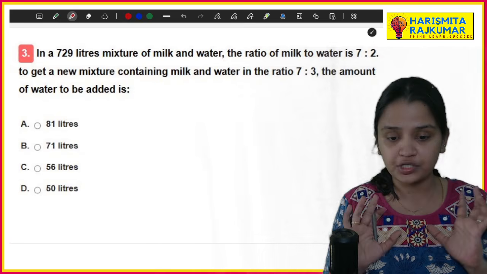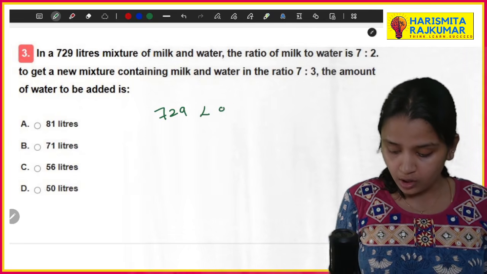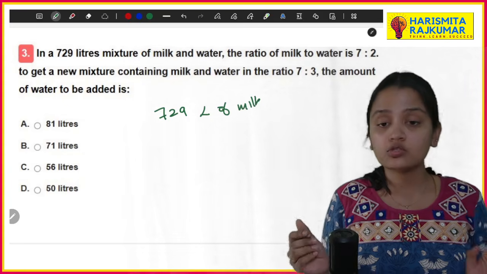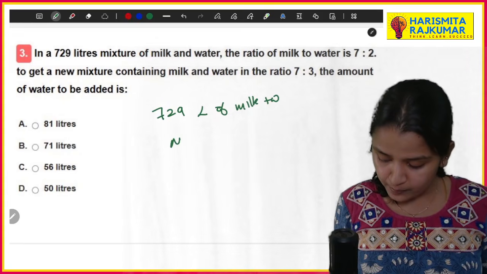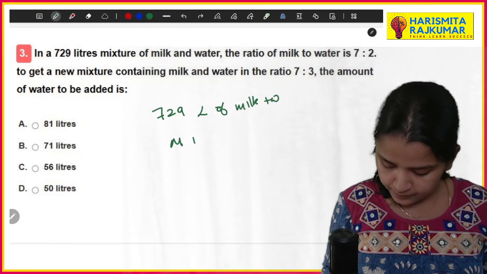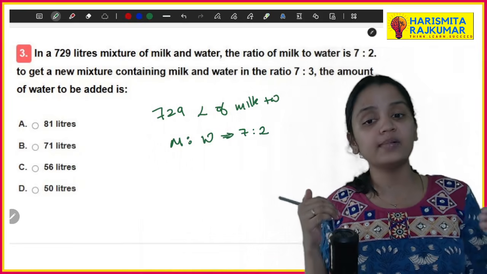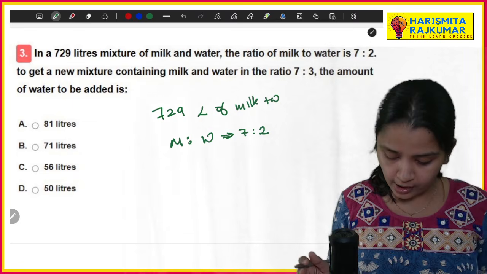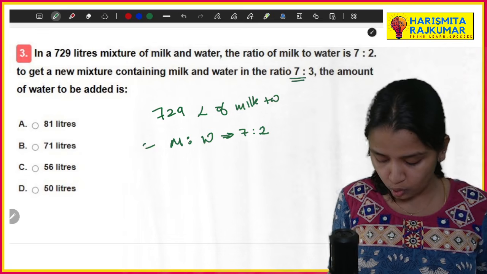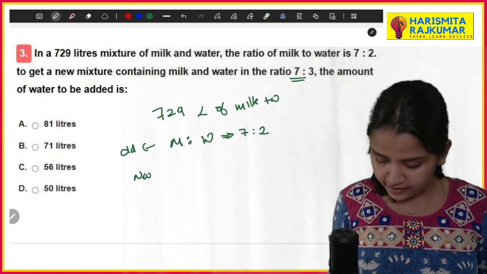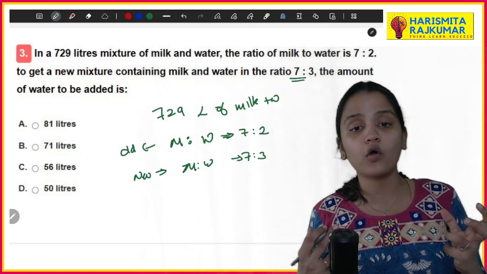In this question, you have in total 729 liters of milk and water. The ratio of milk and water is 7:2. That is the old mixture. To get a new mixture, the ratio of milk and water should be 7:3. So how much amount of water should be added?